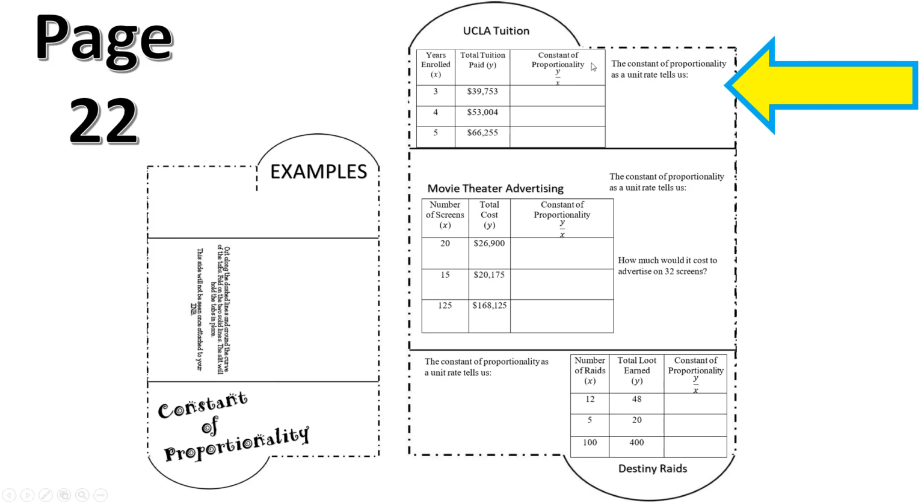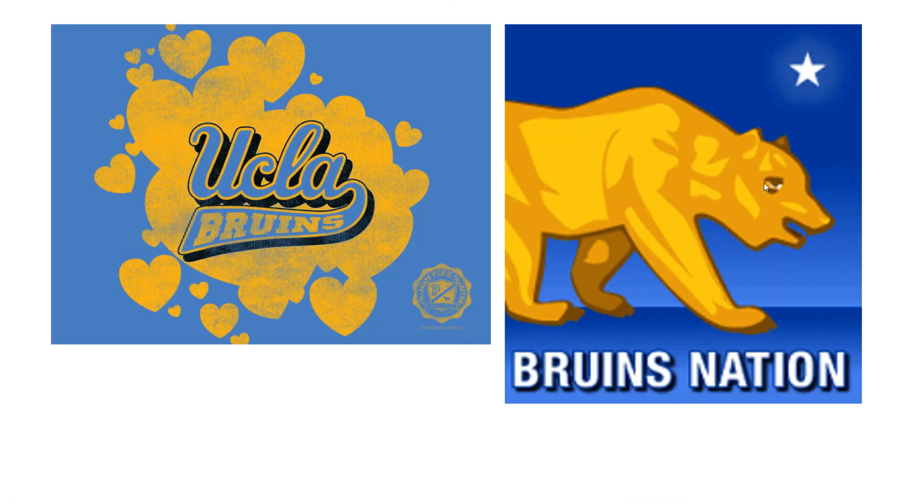So now we're on the notes sheet. This is the one you have to cut out, and it folds, and we're going to be in the top flap. That is the UCLA tuition example. So that's my college, Bruin Nation, which is an excellent college. And if anyone ever wants to talk about UCLA, please talk to me.